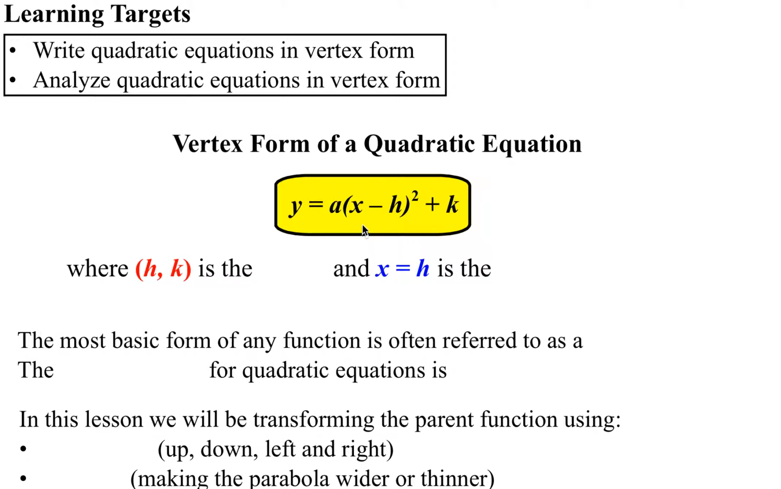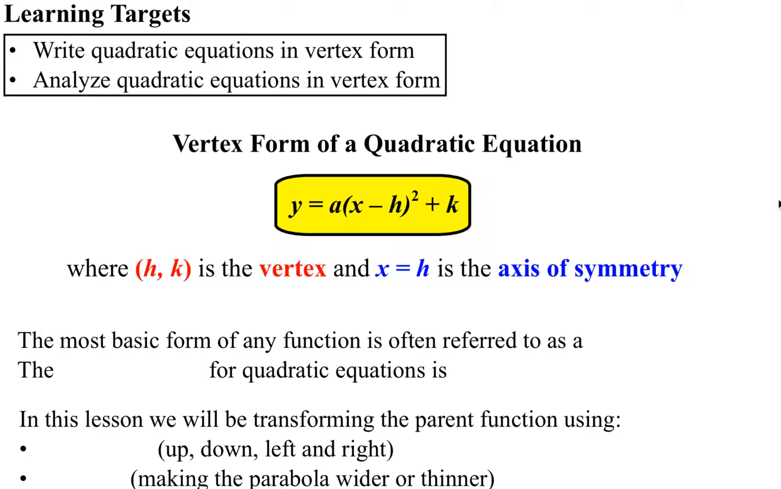This is called the vertex form, and it's called the vertex form because (h, k) is called the vertex, okay, and x equals h then is the axis of symmetry. So we have a term here, x minus h, and then plus k. This term is squared, and then we may or may not have a number in front of that term that is squared.